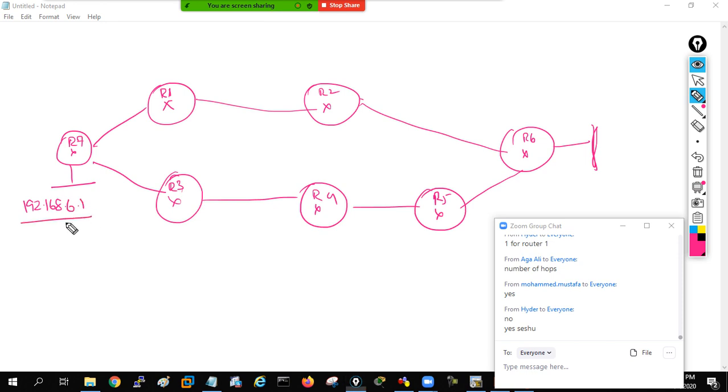192.168.6.1 is the network here. Oh, sorry, this is 7, man. Sorry for that. Router 7, this is 7.1. And here 192.168.6.1.